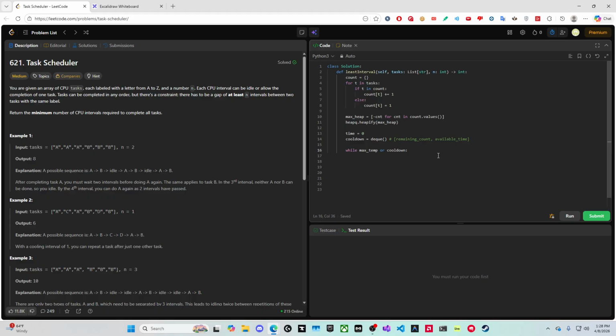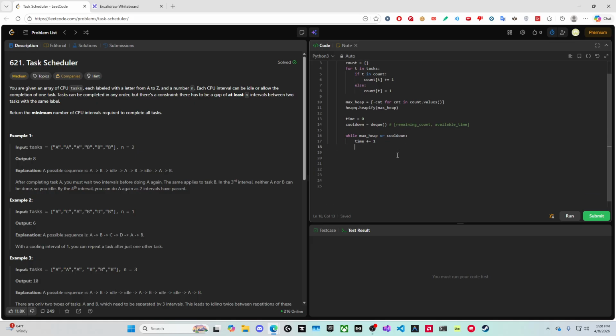Right, while our max heap has something, or our queue has something, it means we have to keep going. Okay, and at every point, basically, a timer has to get incremented by 1, right? Because we're at a new time. So for our first go around, obviously, time will just be equal to 1, right? Like I showed in our example.